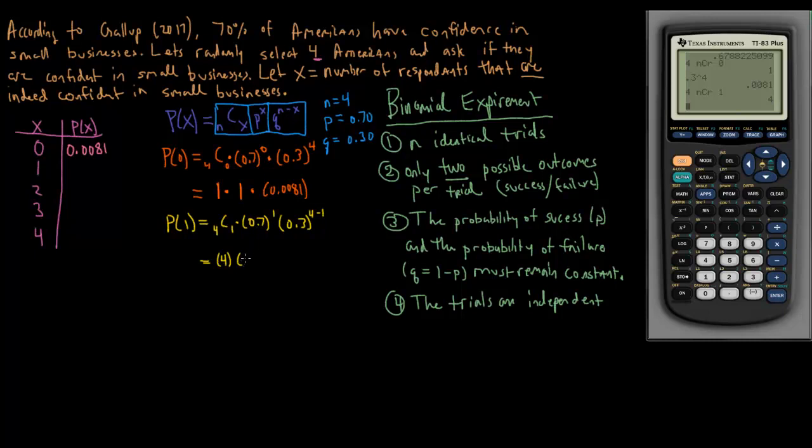The second number, 0.7 raised to the 1st power, is 0.7. Now, this is 0.3 raised to the 4 minus 1, so 3rd power. I'm not sure what that is. 0.3 raised to the 3rd power. Oh, I should have known that. It's 3 times 3 times 3. Move the decimal place. Yeah, I wasn't thinking about that. 0.027. So if I multiply those 3 numbers, 0.027 times 0.7 times 4, we get 0.0756.